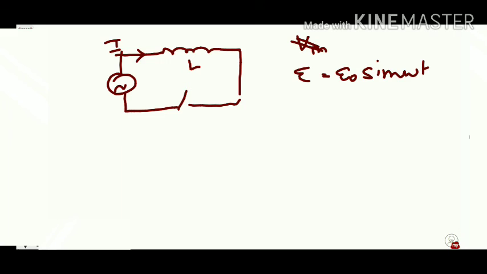Now, this is an inductor L, right? Due to the inductor, and there being no resistors here, there will be one source EMF, which is this one, and there will be an induced EMF, or self-induced EMF, here, right? Clear? As the current is changing, there will be a magnetic flux associated with the current, right?